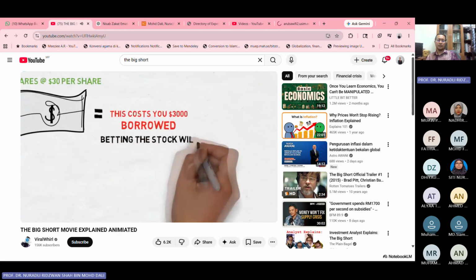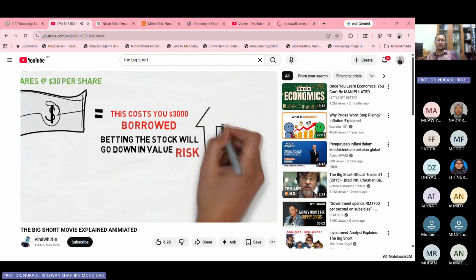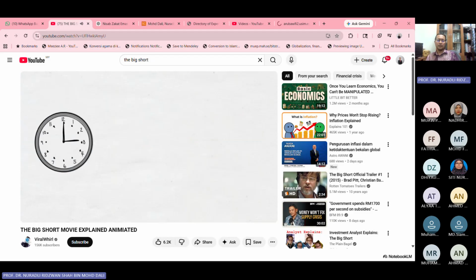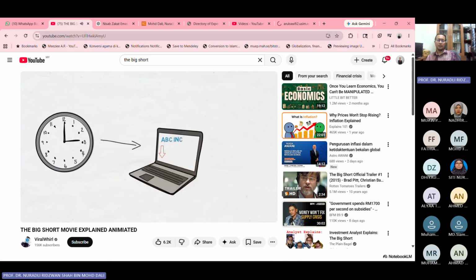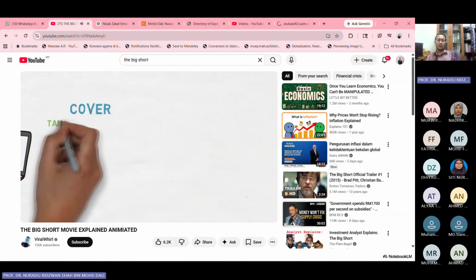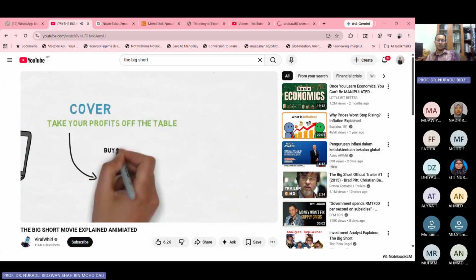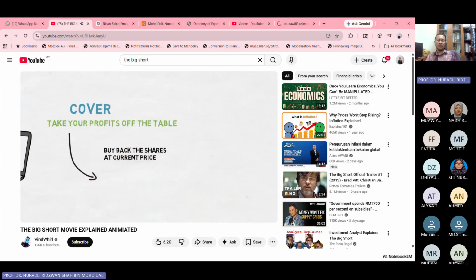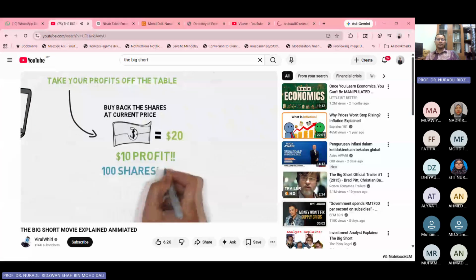Betting that the stock will go down in value. So the risks are high over here, but the rewards are also higher. So time passes by, a few months pass by, and ABC Inc. is indeed going down and declines to $20 per share. Now to take your profits off the table, you have to cover your short position. What this means is you simply buy back the shares at the current price, which is $20, and make a $10 profit. So that's good. $10 profit off 100 shares is $1,000, including commissions.